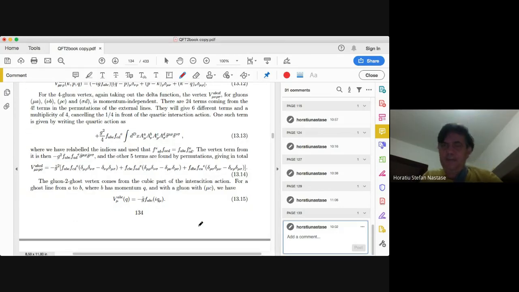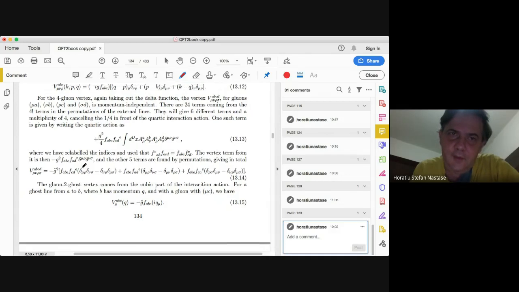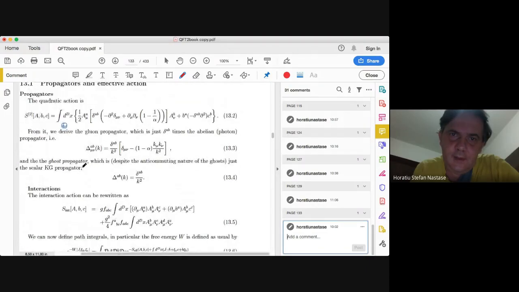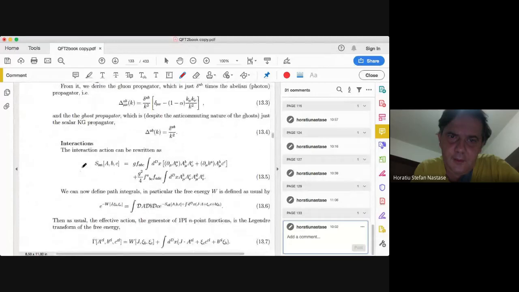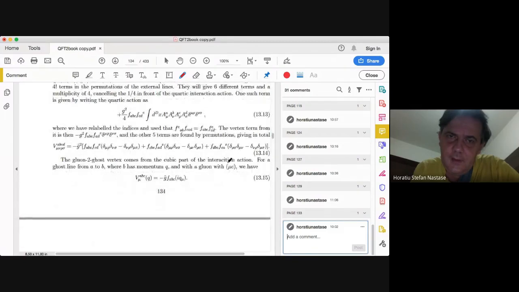All right, finally, there's the vertex with two ghosts and one gluon. That comes from this part, right? There was a derivative on B, on A mu, and a C, all right? So the derivative, well, here I defined B as having momentum Q, so the derivative on it gives i Q mu. And then in front I have minus g f^{ABC}. So that's the vertex.